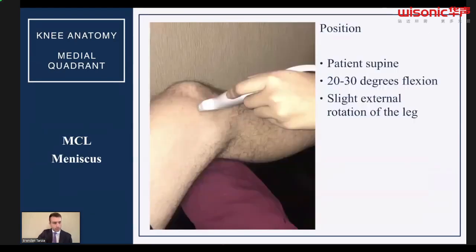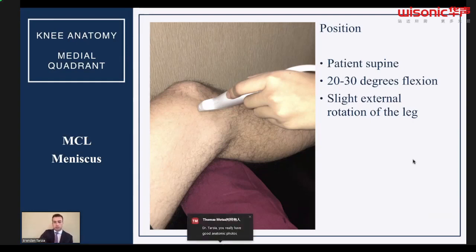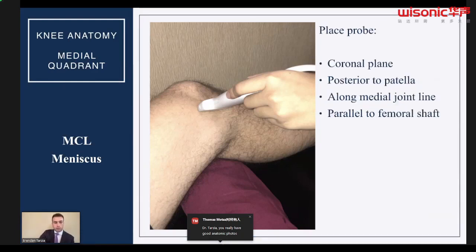If we take a look at the position again, you're going to have the patient in 20 to 30 degrees of flexion, with some slight external rotation of the leg if the patient is able, and supine. For all of these, so far, you just have the patient supine with 15 to 30 degrees flexion of the leg, except for the sunrise view, where you look at the trochlear groove. The posterior one is obviously going to be different, but we'll get to that.